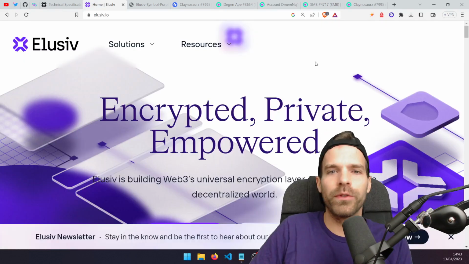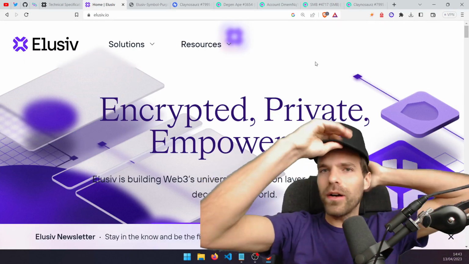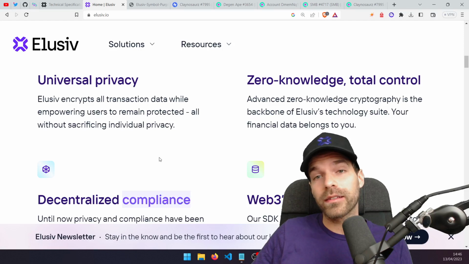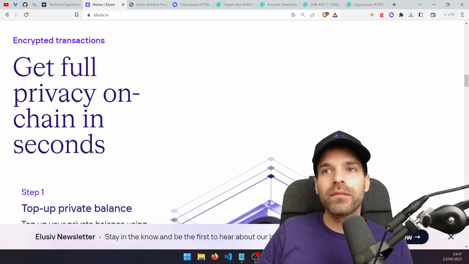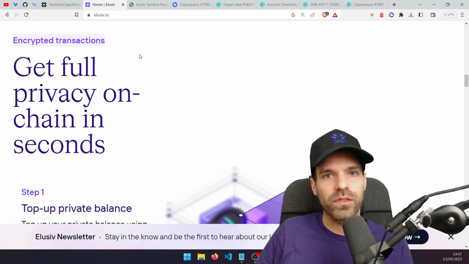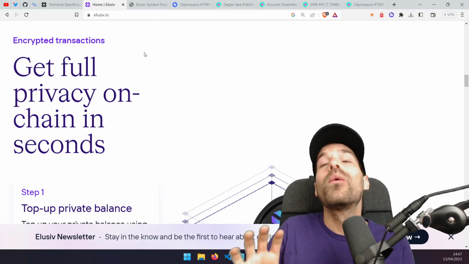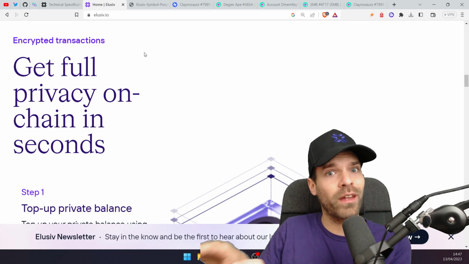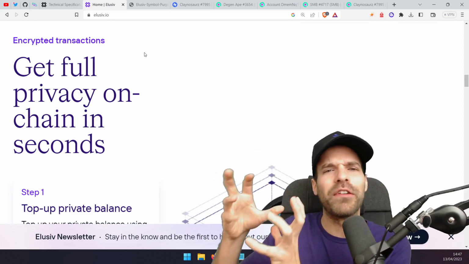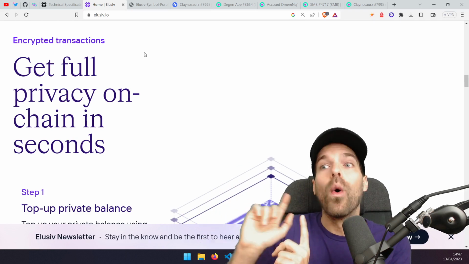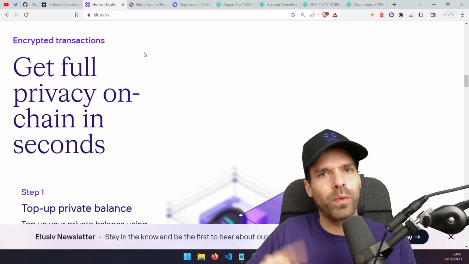So yeah, let's talk about Elusiv. Elusiv promises privacy and compliance at the same time. Basically, Elusiv is encrypting our transactions. We don't send in plain text anymore how much we want to send where. We encrypt that and send it. Let's imagine it as this elusive black box that does some stuff, and then the thing that we want to happen happens without revealing what we want to happen.